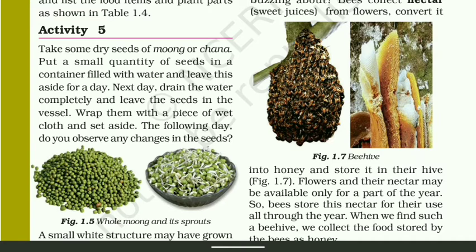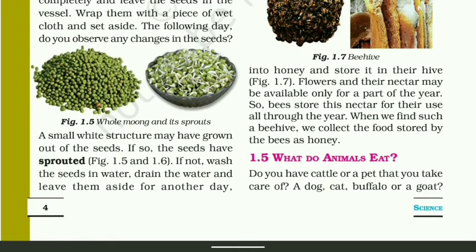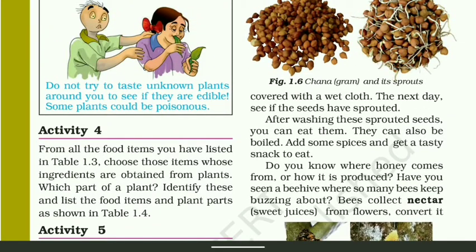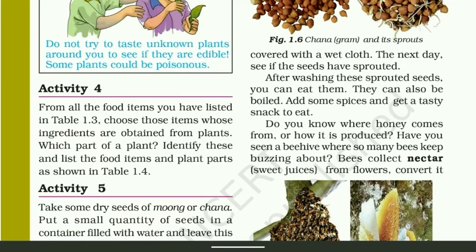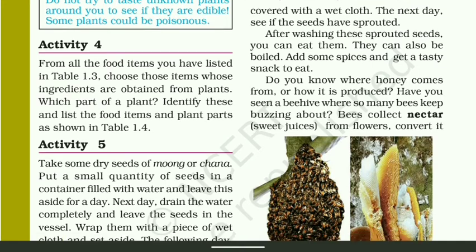The following day, do you observe any changes in the seeds? A small white structure may have grown out of the seeds. If so, the seeds have sprouted. If not, were the seeds in water? Drain the water and leave them aside for another day, covered with a wet cloth. The next day, see if the seeds have sprouted. After washing these sprouted seeds, you can eat them. They can also be boiled. Add some spices and get a tasty snack to eat.